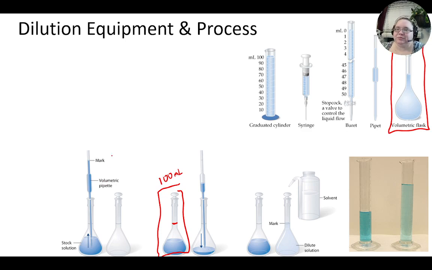of that solution. When we're going to dilute, we not only use that volumetric flask, but we also use other things to measure out a specific amount of my stock solution.